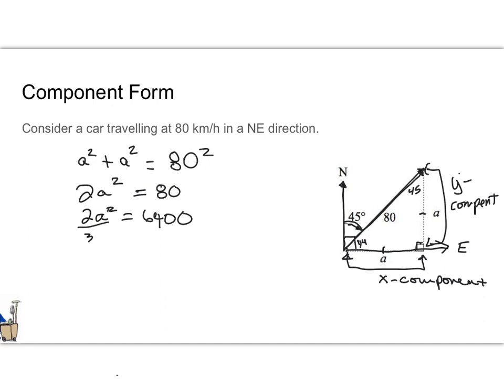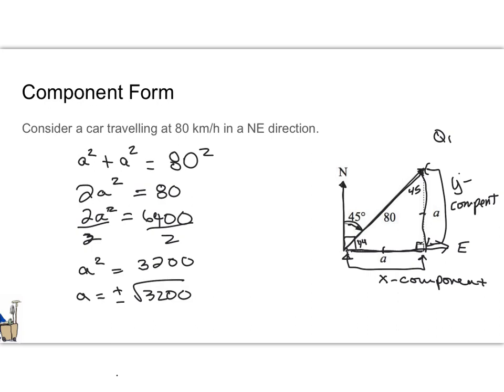And then I'd go ahead and divide by, not 3, 2. So a squared equals 3,200. And that means that a equals plus or minus the square root of 3,200. And when I look here, both of these distances, those coordinates, are going to be positive. This x distance will be positive and the y distance will be positive because I'm in the first quadrant. So I'm only going to take the positive value of that, and my side lengths are roughly 56.6.